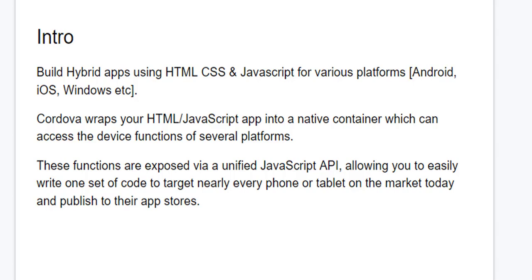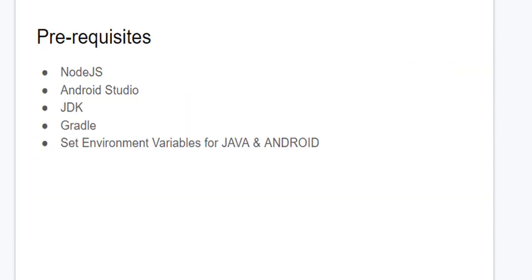So let us explore the prerequisites and what all things are needed to install and configure Apache Cordova. So here I am targeting the Windows platform, and on Windows I will be developing for Android. So the first prerequisite which we need is Node.js. We need it mainly for installing Cordova using npm. Then we will need Android Studio, the default Android editor, as well as JDK.